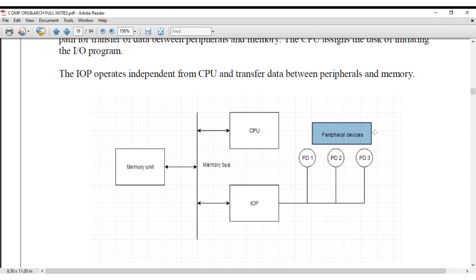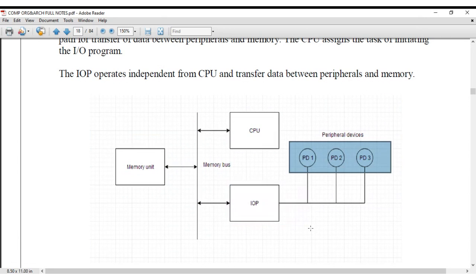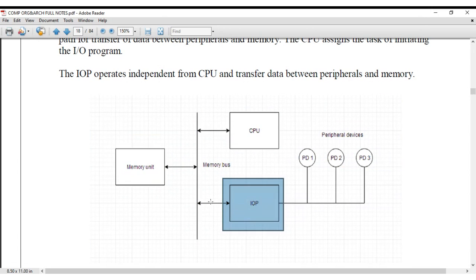Okay, so if you have peripheral devices that have a lot of work to do, a lot of instructions in bits per second to execute, then instead of connecting each of them to the computer, you connect all of them to one IOP. That one IOP manages all of them, and you connect it to the computer itself through one of the ports. It can be a USB port, it can be a serial port.